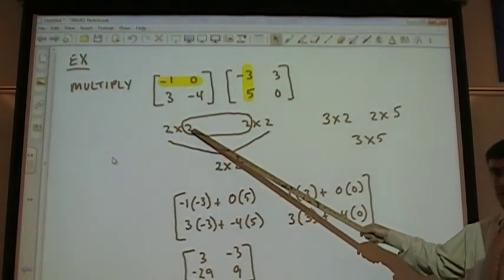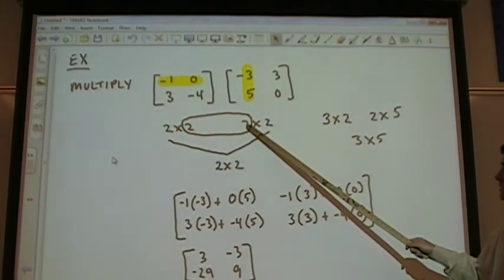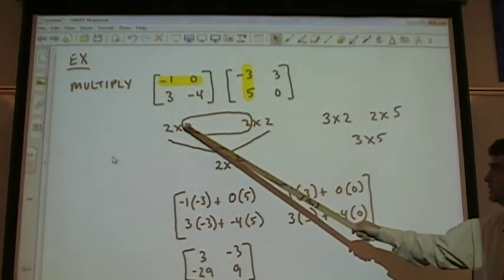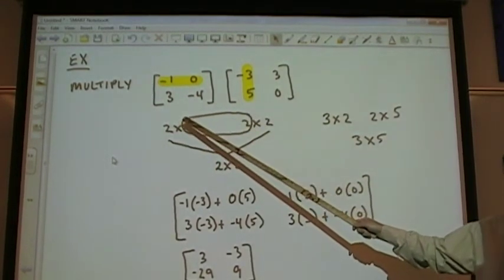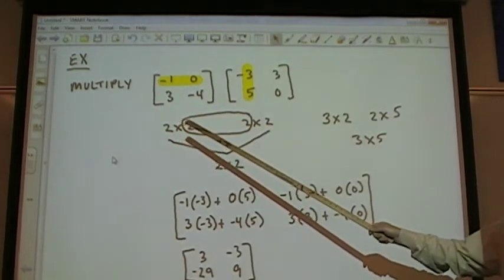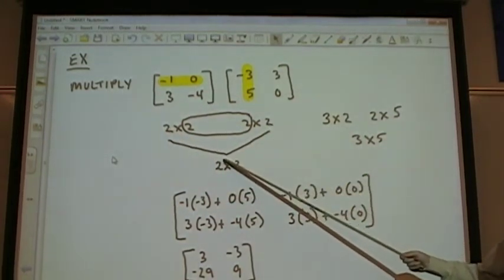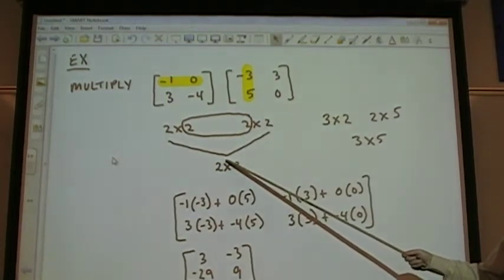This is representing the columns of the first, this is representing the rows of the second. They have to be the same. So if these two inside numbers are the same, then they can be multiplied. And your resulting matrix will be the outside numbers. You'll end up with a 2 by 2.